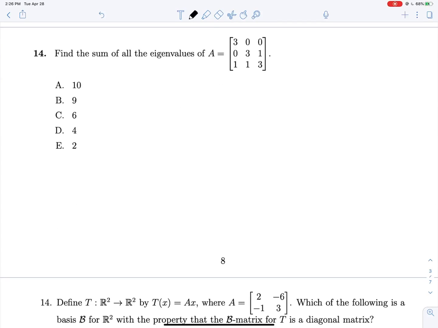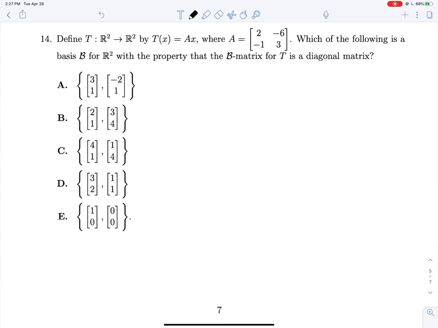Okay, number 14, let's find the sum of all the eigenvalues of A. Okay, so the sum of the eigenvalues of a matrix is equal to the trace of that matrix, which is the sum of the main diagonal entries. So our answer is 9. That's it.